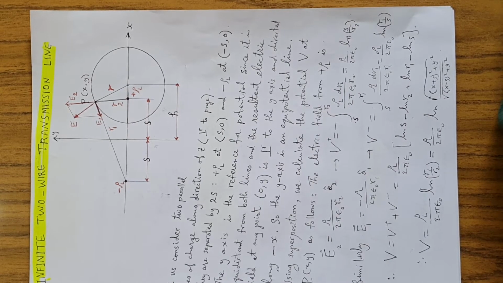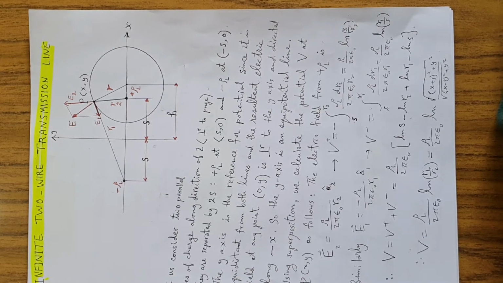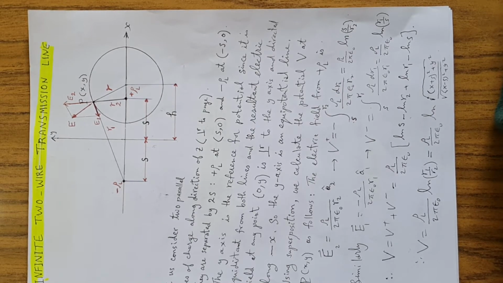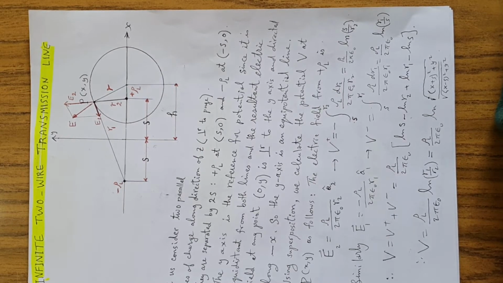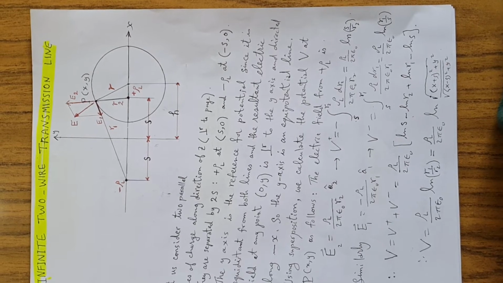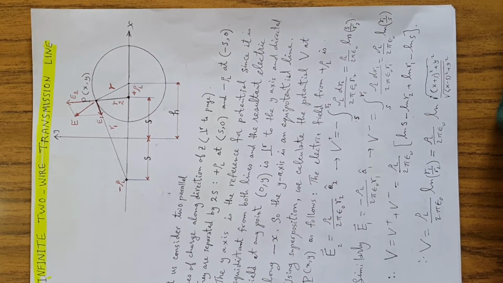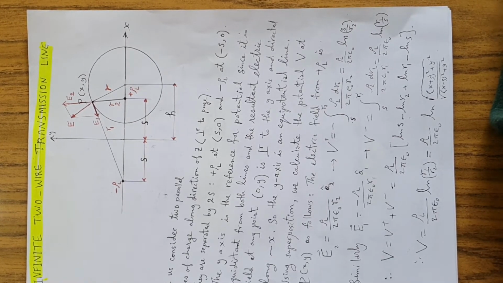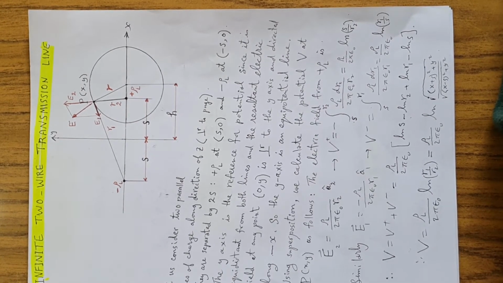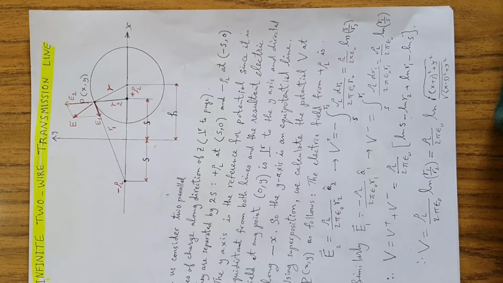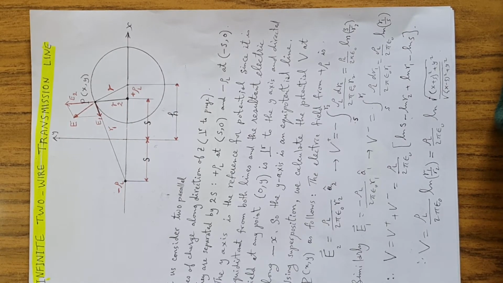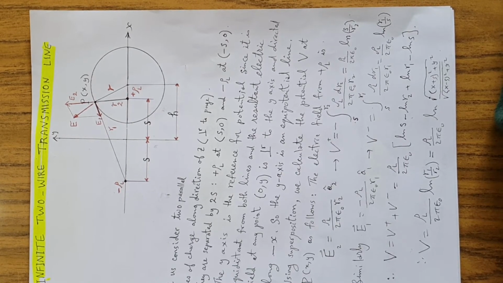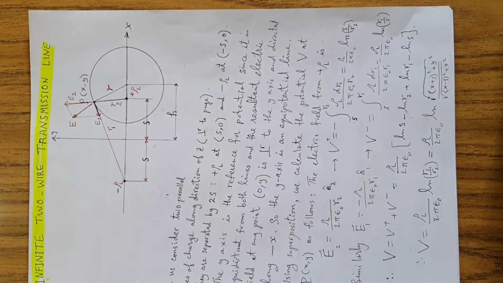Okay. So the y-axis is an equipotential line. You can check this by taking a point on the y-axis and drawing the lines from plus rho L and minus rho L. Okay, and you will see that V equals 0 and that the electric field is perpendicular to the plane, which is in the direction from positive charge to negative charge, in the direction of minus x.